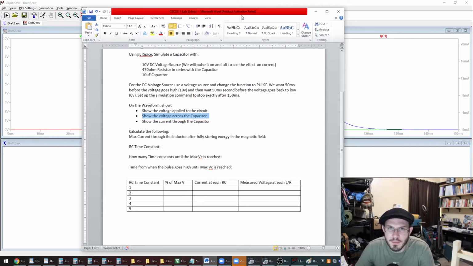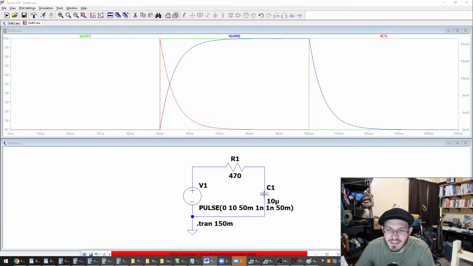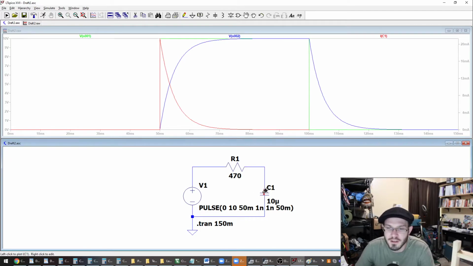Show the current through the capacitor. Well, that's just looking at the current through the capacitor. Hover over the capacitor. When will the lecture be posted on your site? You know, within a week.